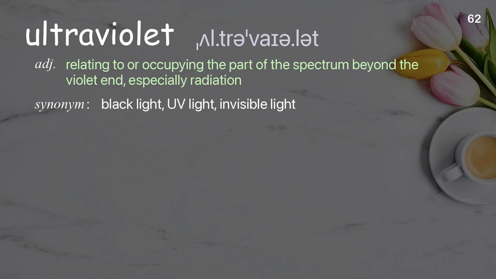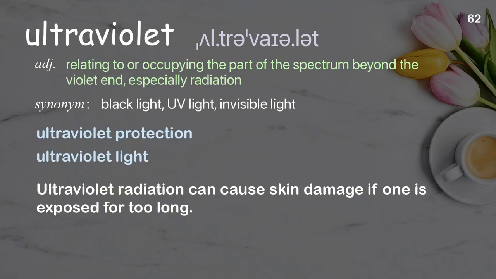Ultraviolet. Relating to or occupying the part of the spectrum beyond the violet end, especially radiation. Examples: ultraviolet protection, ultraviolet light. Ultraviolet radiation can cause skin damage if one is exposed for too long.